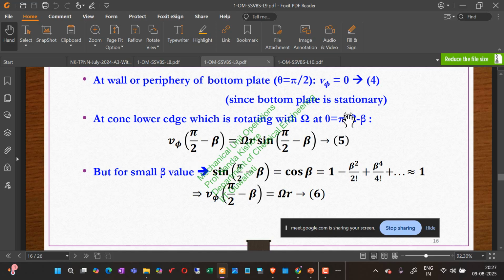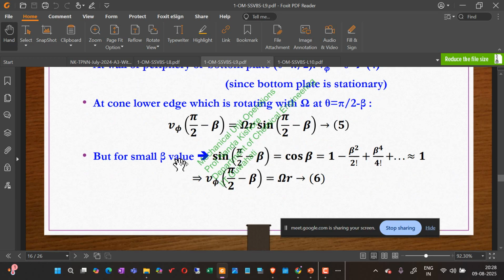If you solve it, v phi will come as omega into r into sine of pi by 2 minus beta. And this sine of pi by 2 minus beta can be written in terms of cosine, which is cos beta. When you expand cos beta, it gives you 1 minus beta square by 2 factorial plus beta to the power 4 divided by 4 factorial plus so on. So these 2 or 3 terms you will take based on the value of beta. That's why the angle is taken very small for this cone and plate geometry, because you take the terms that are important and omit the rest, right?